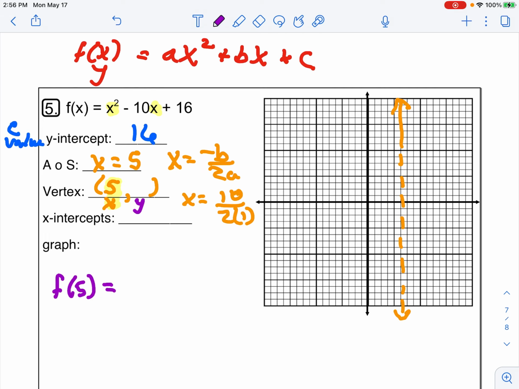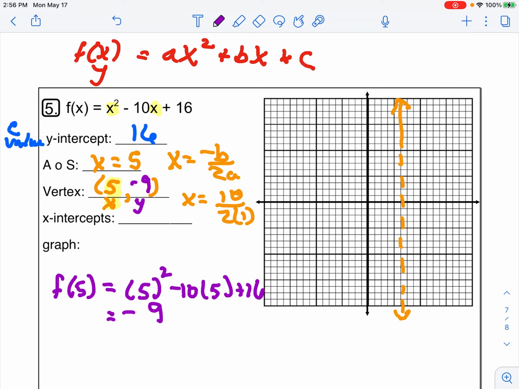F of 5, or the value of the function when x equals 5, is 5 squared minus 10 times 5 plus 16. Again, entering that into your calculator, make sure you can use your calculator accurately, will give you 16. We got 25 minus 50 would give us negative 25, plus 16 gives us negative 9. So our vertex is at 5, negative 9.